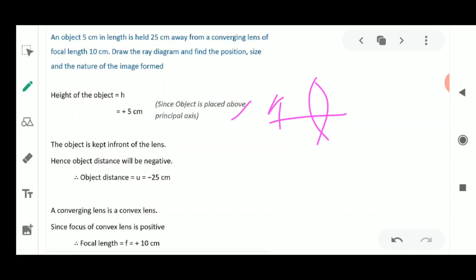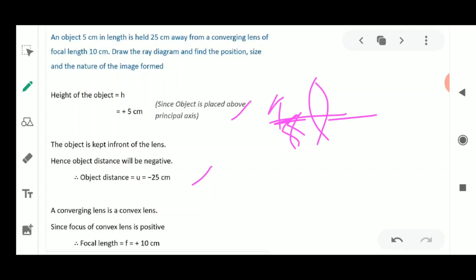This is kept in front of the lens. Now where is it being kept? It is kept in front of the lens, hence the object distance will be negative. So the object distance, that is u, is minus 25 centimeters. Why is it minus 25 centimeters? Because the object distance is measured on the left side of the principal axis, that is why we will always measure it with the negative sign.